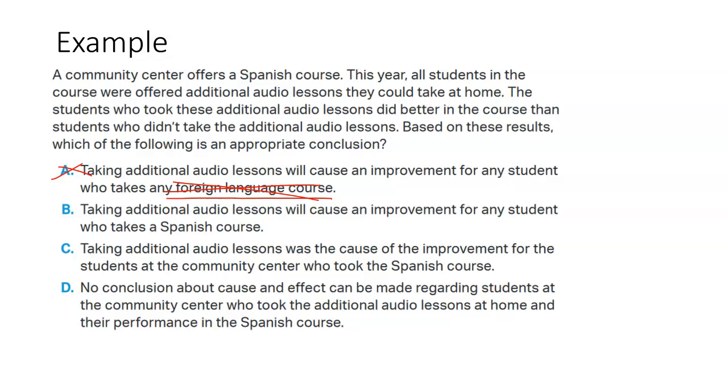Is that a valid conclusion? Why not? Because it's talking about... And do we have any information on anybody else? No, just people in that class. Just that class. Just that community center. It's the only information we have. So this says for any student who takes a Spanish course. Well, there's a lot of people who take a Spanish course. Most of them are not at that community center. Okay? So maybe they have different resources. We don't know. We can't make assumptions.